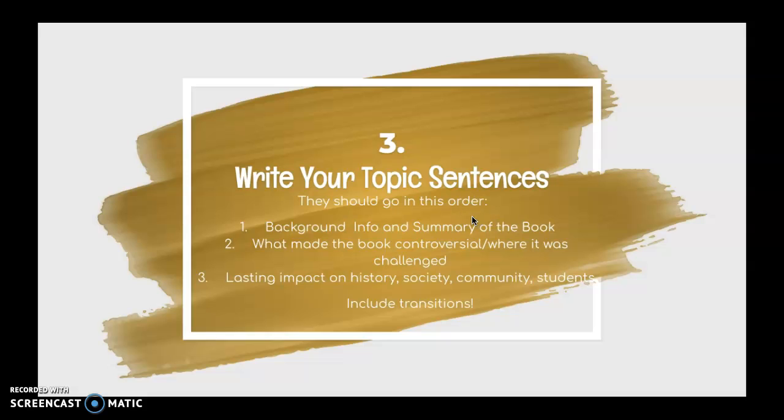Then you should go through and put in your topic sentences. So they should go in this order. Your first topic sentence should be about the background information and summary of the book. This can include background information about the author. Then your second body paragraph is what made the book controversial and where was it challenged. And then thirdly, the lasting impact on history, society, community, students. Make sure that you're including transitions so that you can get from one body paragraph to the next smoothly and they seem like they all go together.